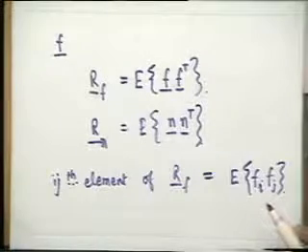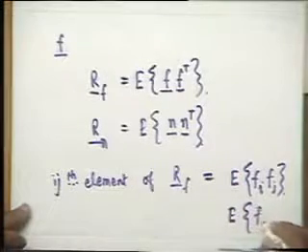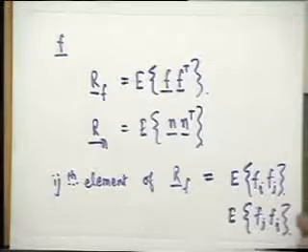Now, this correlation is obviously for images. Is it going to be real or complex? It has to be real. Now, if I consider the jith element of RF, what is it going to be? Again, expectation of fj fi. So if I consider this, we will get expectation of fj fi. Again, this is also going to be real.